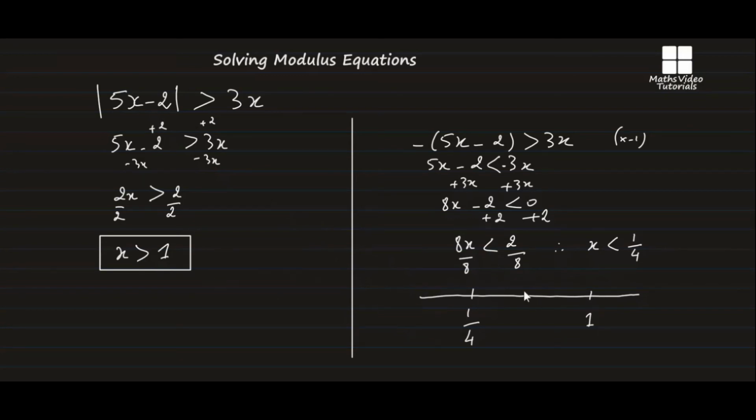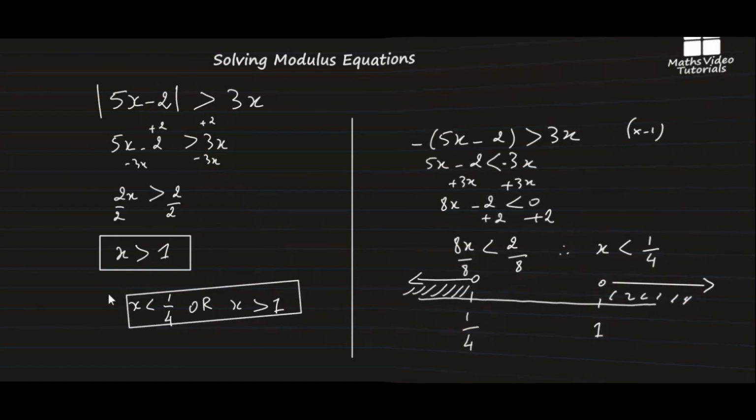This one tells me that x should be greater than 1, and this one tells me that the set of solutions should be less than a quarter. So all my solutions for this inequality are located here, less than a quarter, and of course more than 1. So we write it down as an inequality, starting with the smaller value, x less than a quarter or x greater than 1. And that is the range of solution.